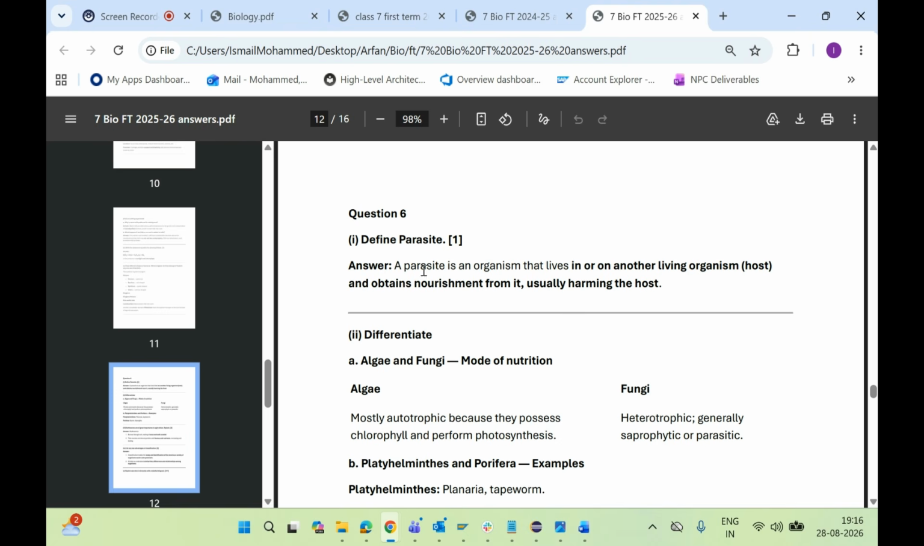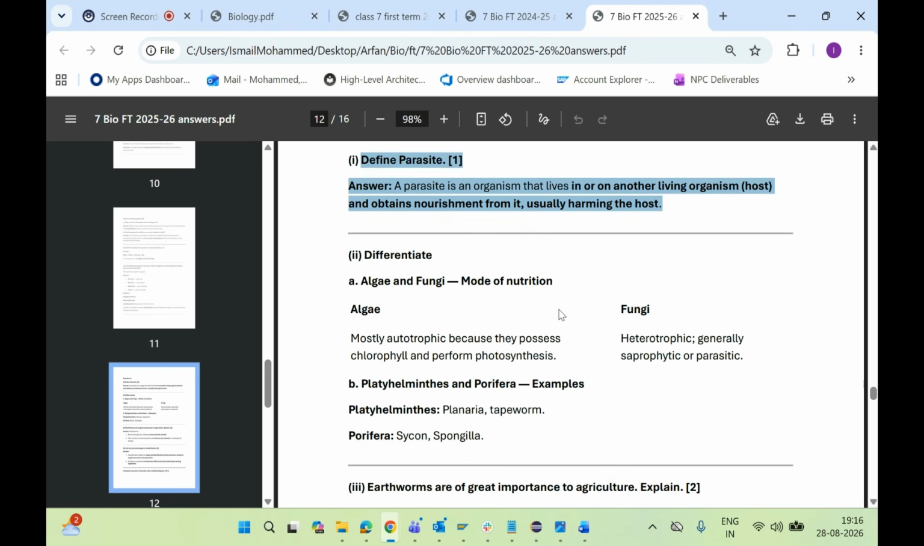Next one, parasite. This is also very important. A parasite is an organism that lives on other organisms and obtains food from it. Okay, that is the meaning of parasite.